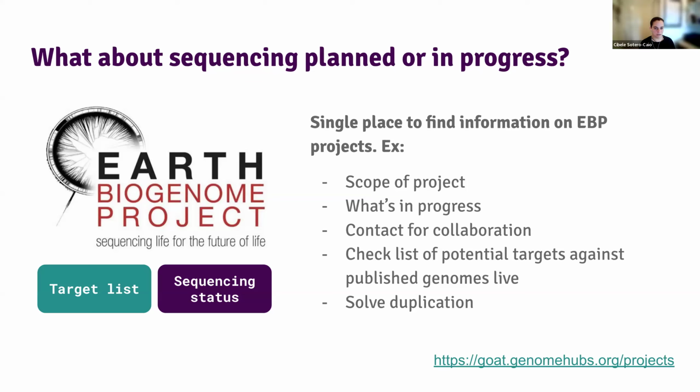So on GOAT, you can also find the scope of a project. If it is high quality genome assemblies, if it is only short read sequencing, it depends on the project. There are different scopes. If it's only Hi-C, for instance, but they want to collaborate. So this is nice to see because you can see what is in progress. You have all of the contacts for collaboration on GOAT.